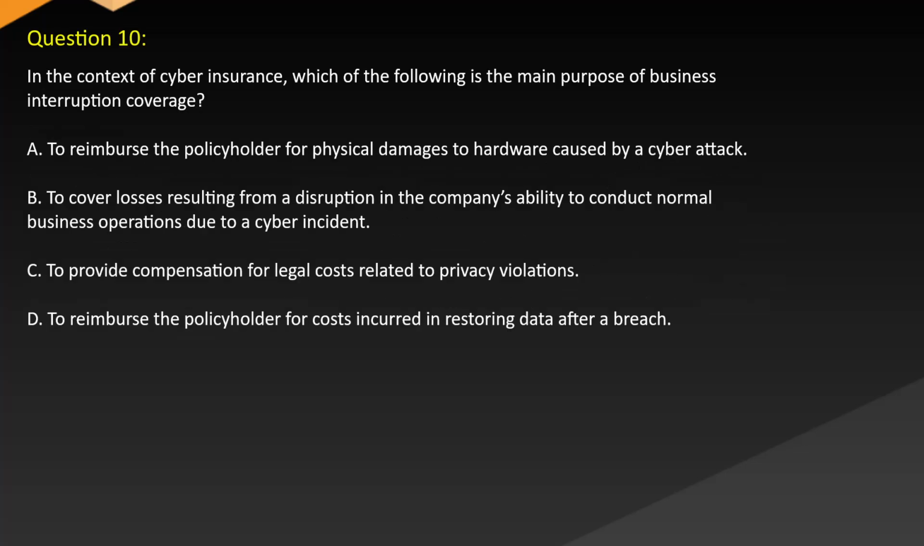Question 10. In the context of cyber insurance, which of the following is the main purpose of business interruption coverage? A. To reimburse the policyholder for physical damages to hardware caused by a cyber attack. B. To cover losses resulting from a disruption in the company's ability to conduct normal business operations due to a cyber incident. C. To provide compensation for legal costs related to privacy violations. D. To reimburse the policyholder for costs incurred in restoring data after a breach.